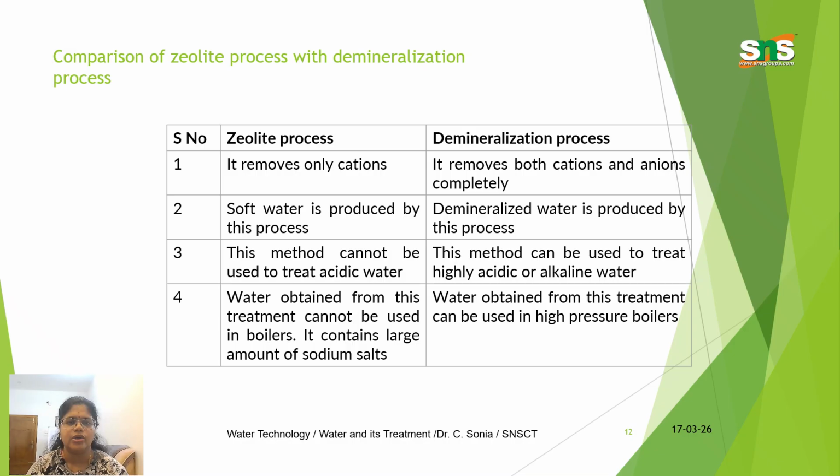When we compare the zeolite process with the demineralization process, the zeolite process removes only cations, while demineralization removes both cations and anions completely. Soft water is produced by the zeolite process, and demineralized water by the other. The zeolite method cannot be used to treat acidic water, while the demineralization process can be used to treat highly acidic or alkaline water. Water obtained from the zeolite treatment cannot be used in boilers because it contains a large amount of sodium salts. Water obtained by the demineralization treatment can be used in high pressure boilers.